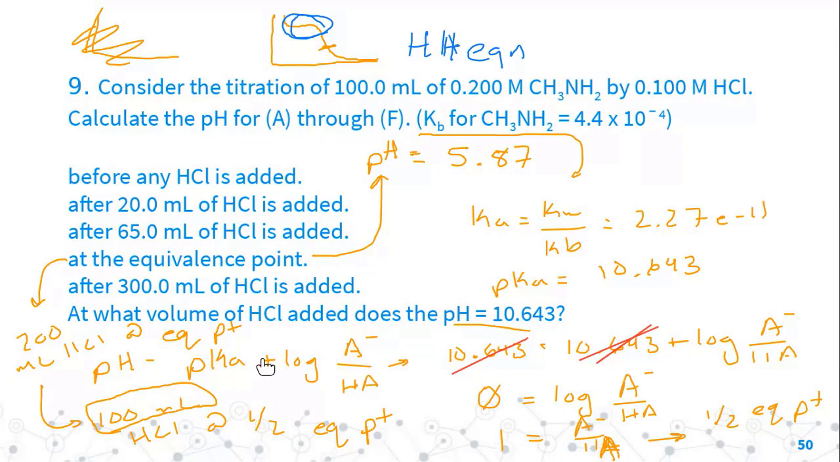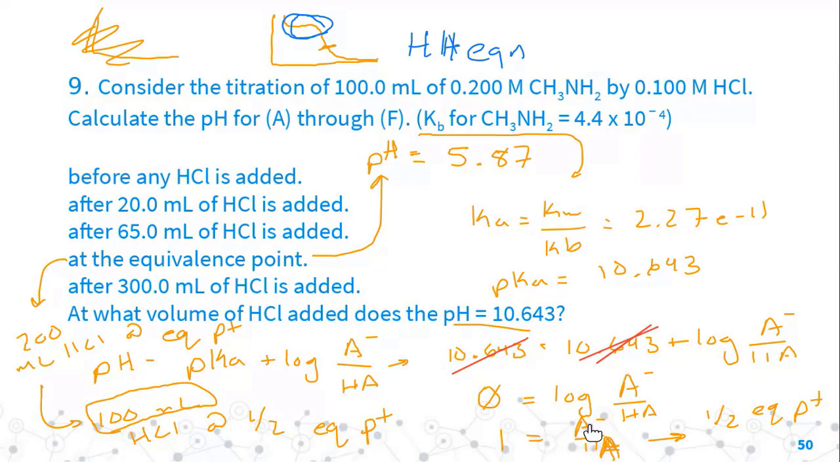We don't know our pKa, so I had to solve for it using Ka equals Kw divided by Kb, and then getting your Ka value, getting your pKa value. Then you subtract those, and we notice that it was equal to 0. And so log of what is equal to 0? Log of 1. 1 is equal to this ratio.